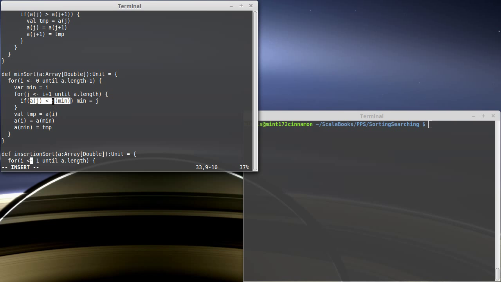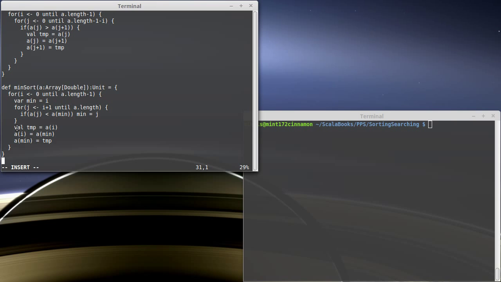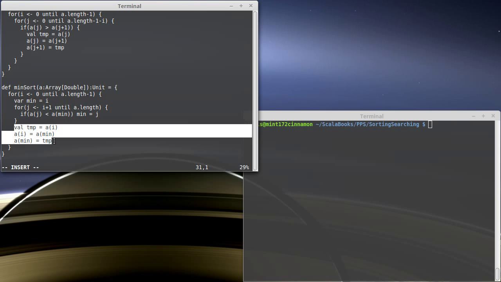So inside of here, we're doing a comparison between our array values, but note that we never move values around in the array inside of the min sort. So for the min sort, if the operation that we're counting is comparisons, just like the bubble sort, it's order n squared. And in fact, the math all works out exactly the same. But min sort only does order n swaps.